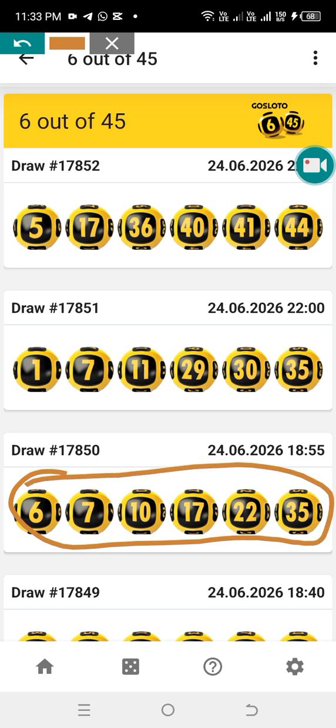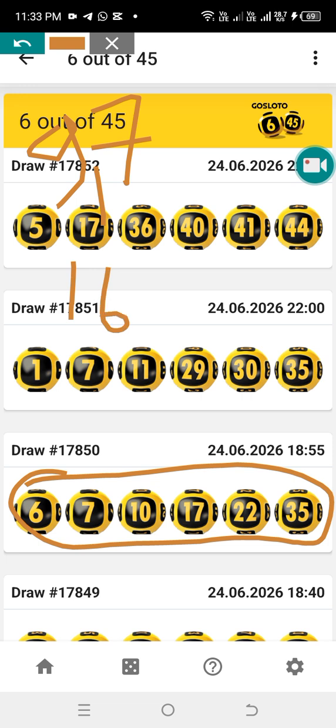So for example, we have 6 plus 7 is equal to 13, plus 10 and 17, right? Then again you add all the numbers together. 6 plus 7 plus 10 plus 17 plus 22 plus 35 is equal to 97. Then you're gonna say 97 is just 9 and 7, and 16 or 19.